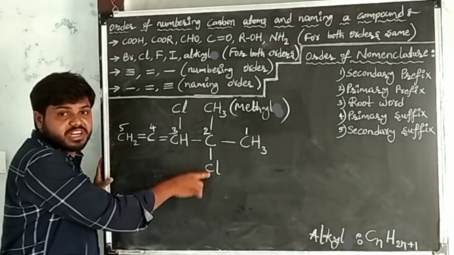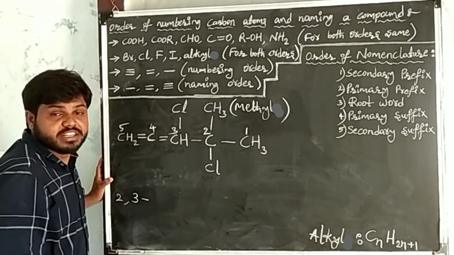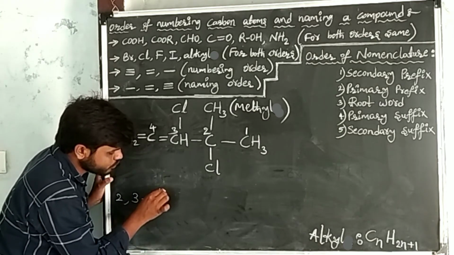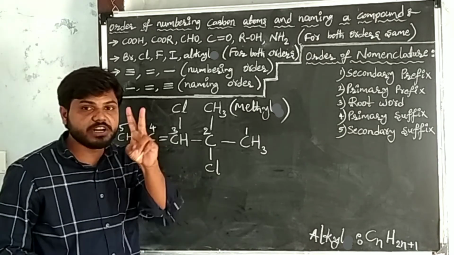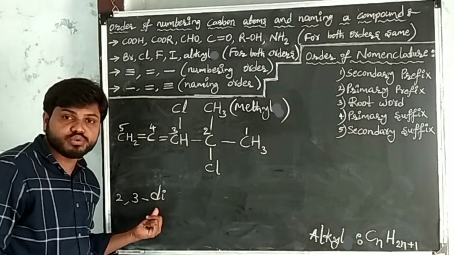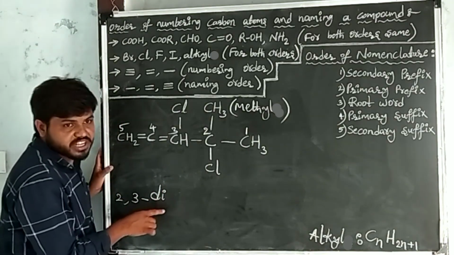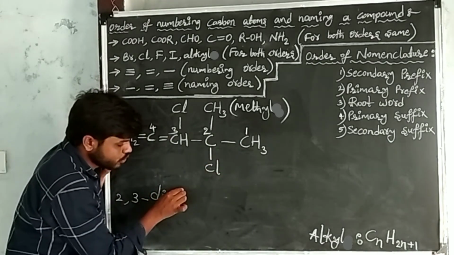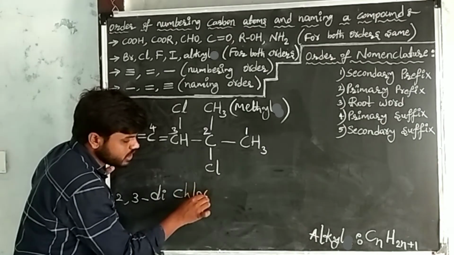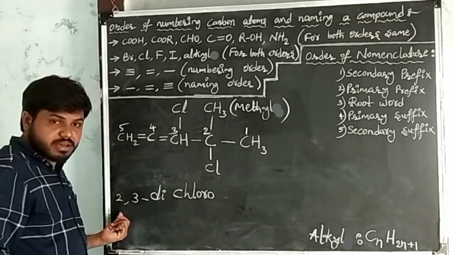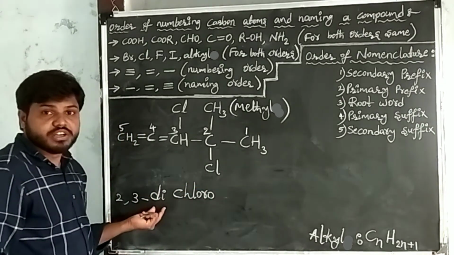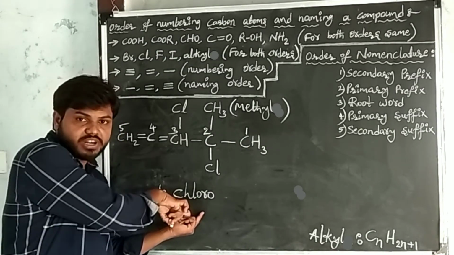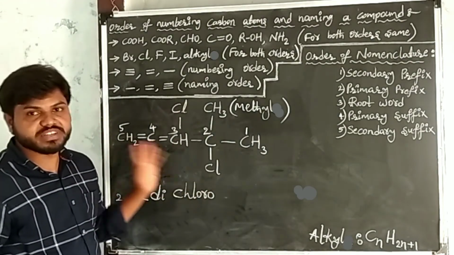Then how many times is it repeated? 2 times. The numerical prefix of 2 times is what? Di. Chlorine is repeating 2 times, so the numerical prefix is di. Okay, repetition completed. Then the prefix of chlorine is what? Chloro. First write the positions, then the numerical prefix, then the prefix of chlorine. Okay, the chlorine prefix is completed.